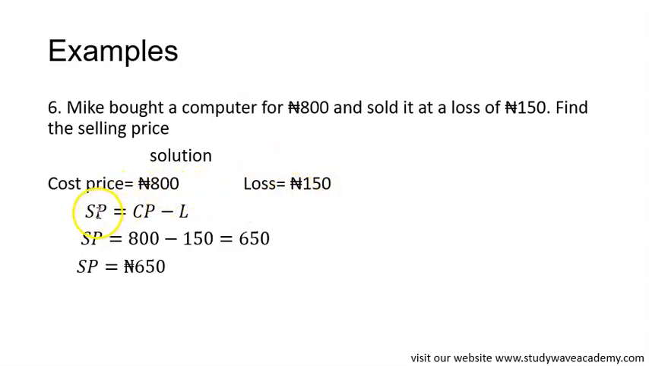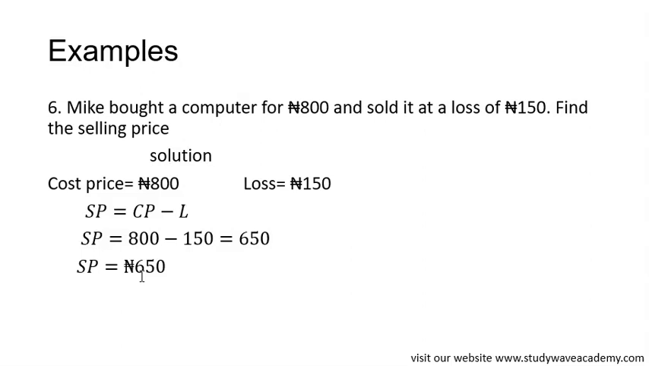So to get the selling price when there is a loss, the formula is SP equals CP minus L. Cost price minus loss. So SP is equal to 800 naira minus 150. The cost price is 800 naira and the loss is 150. 800 naira minus 150 is 650 naira. So the SP is equal to 650 naira. So Mike sold his computer for 650 naira, which is a loss of 150 naira. Okay? Do you understand that?